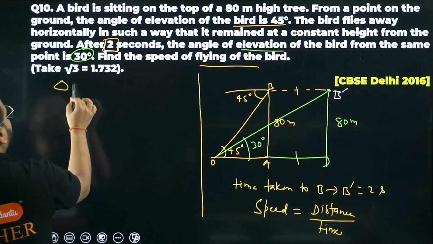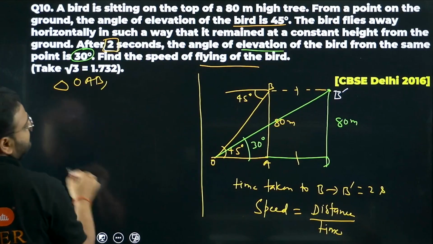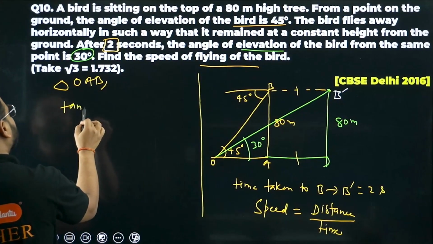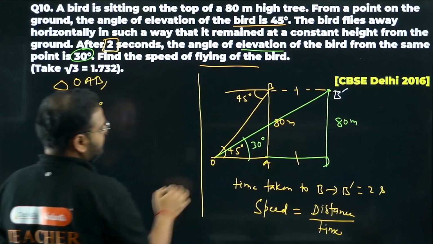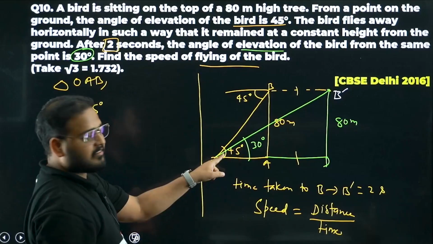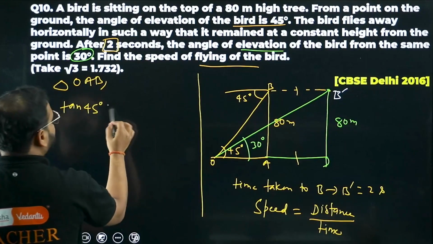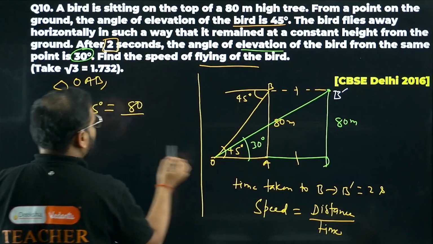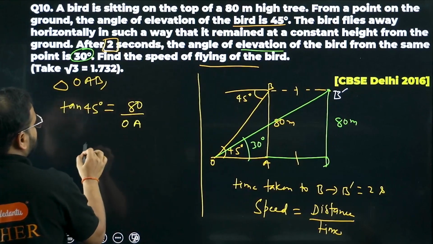So apply the triangle ratio in triangle OAB first. In triangle OAB we have tan 45 degrees. The reference angle is 45 degrees. So tan 45 is AB, which is 80, by OA. What is OA?